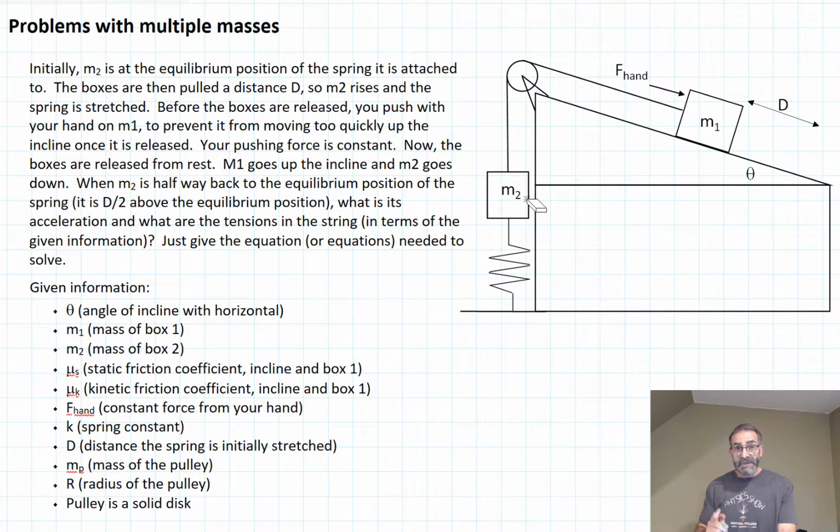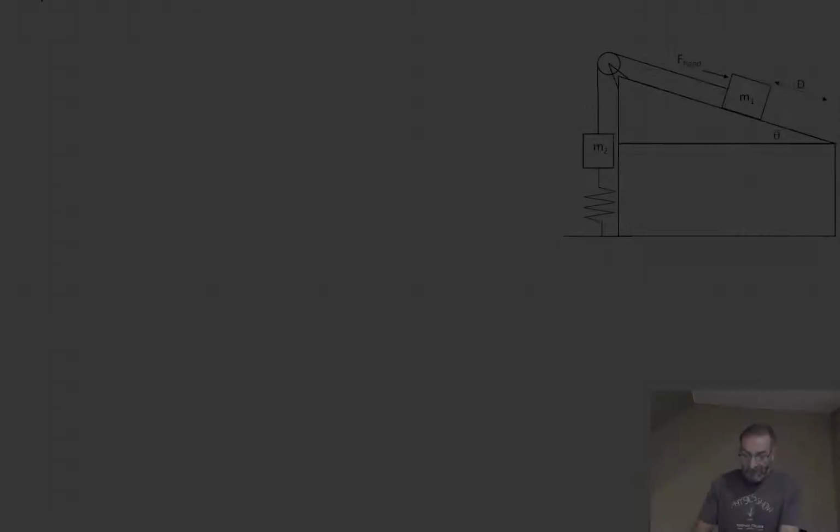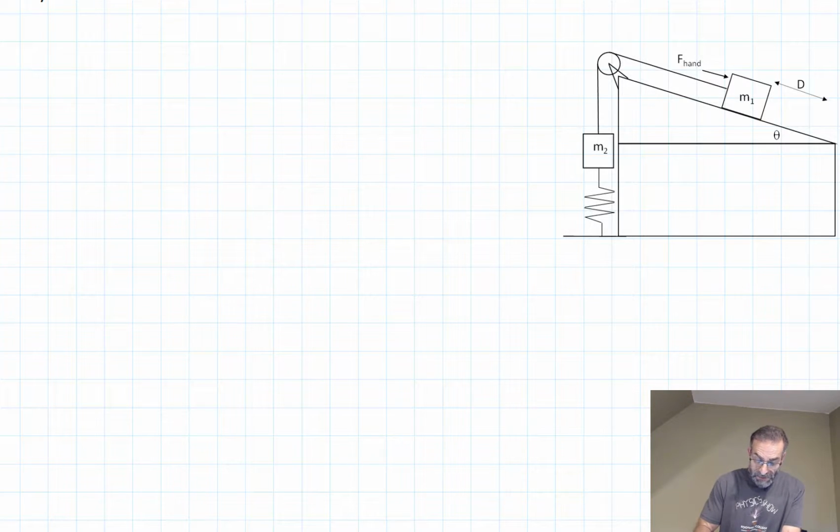The acceleration is 1 unknown, and the tension in that rope is going to be different on each side of the pulley. I'll call this T1, the rope that's attached to mass 1, and I'll call this T2, the rope that's attached to mass 2. So we can solve for T1, T2, and the acceleration. Those are our 3 unknowns using our 3 equations from the masses. We'll start with our free body diagrams.